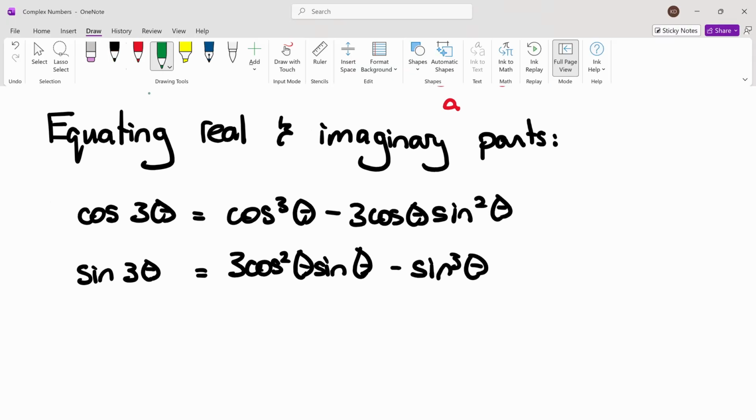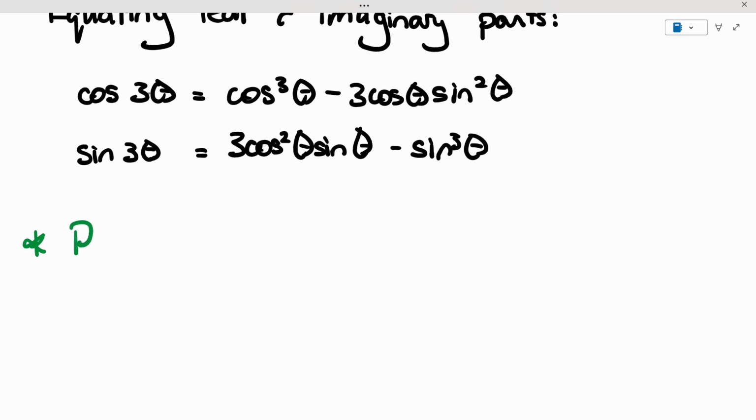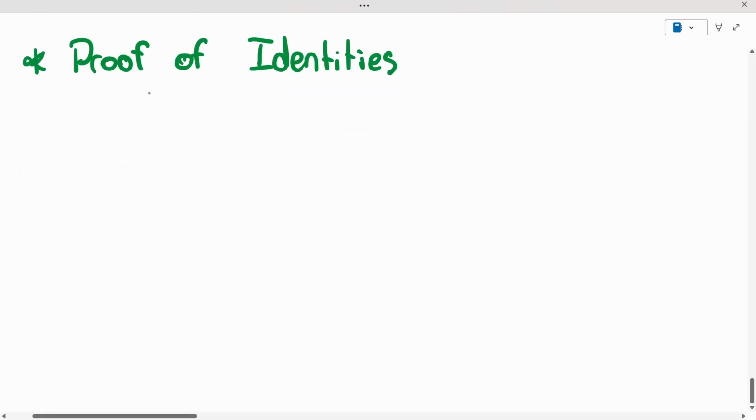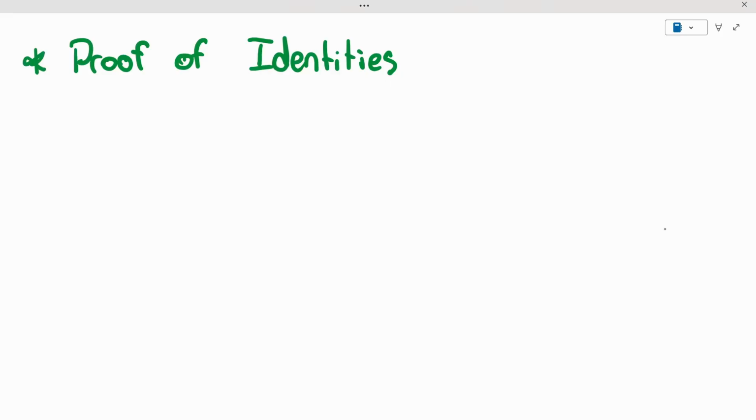The last application now for De Moivre's theorem is, let's just call that proof of identities. It's very similar to the second one, but we use a different method to show the identities, right? So let's say, for example, we wanted to prove that 4 sine cubed theta is equal to 3 sine theta minus sine 3 theta.